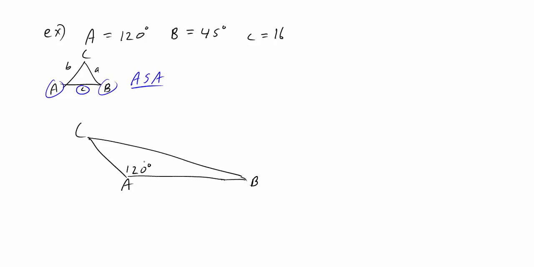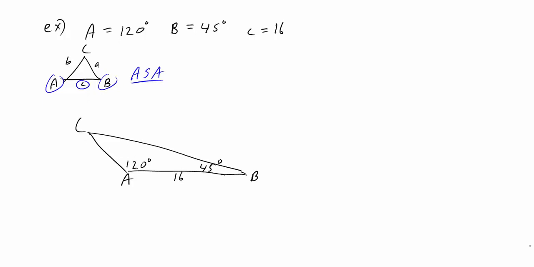So this here would be a 120 degree angle. B is a 45 degree angle. And side C is equal to 16. That's opposite of angle C, so this here would be equal to 16. Now we want to solve for the rest of the sides and the other missing angle. First of all, we can solve for angle C because we know the three angles of a triangle must add up to 180 degrees.